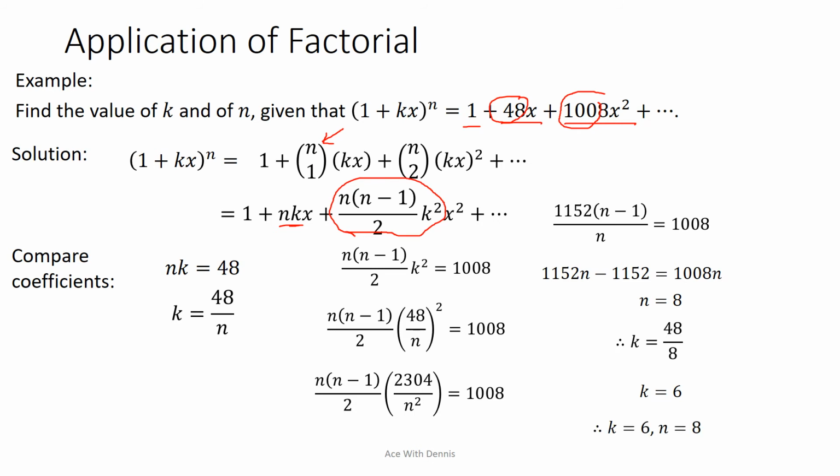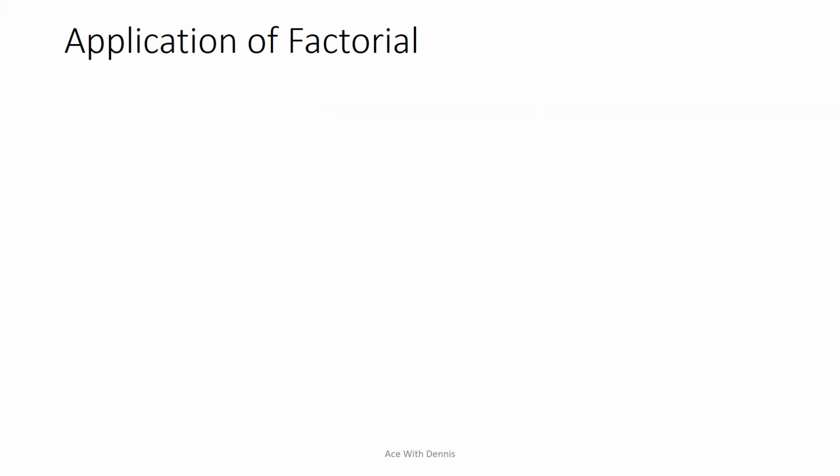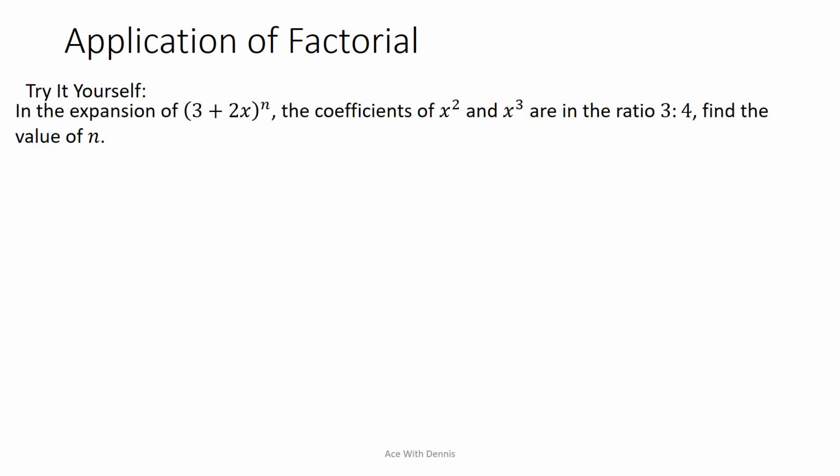So we can make a conclusion, k equals 6 and n equals 8. Now, you can try this similar example yourself. In the expansion of (3 + 2x)^n, the coefficients of x squared and x cubed are in the ratio of 3 to 4. Find the value of n. You can pause the video and try to do it yourself.